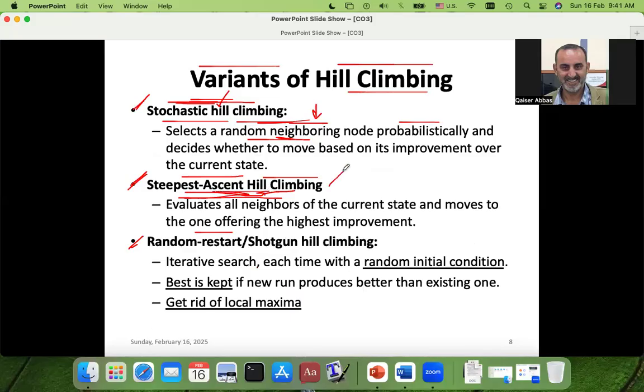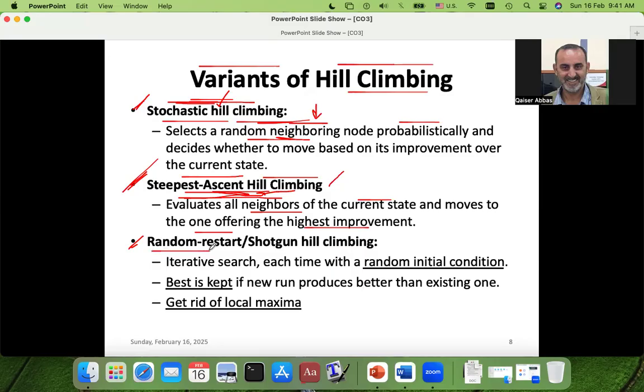So it is like a mixture of greedy best first search and hill climbing. It will evaluate all the neighbors from the current state, and it will move to that neighbor which will give you the highest improvement towards the goal, you can say. It will leave all other neighbors and select that neighbor which gives the highest improvement. So that is the steepest ascent hill climb.